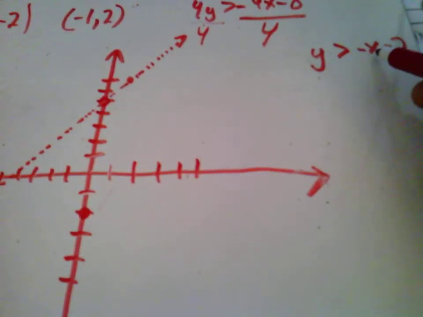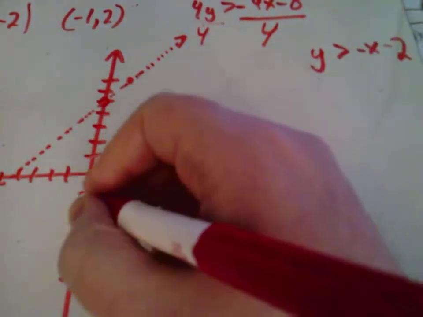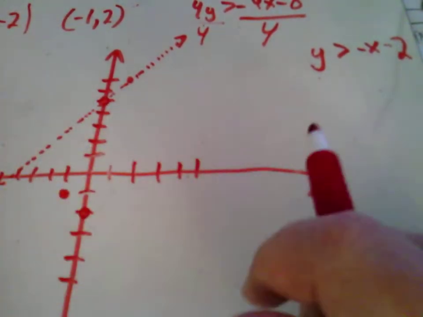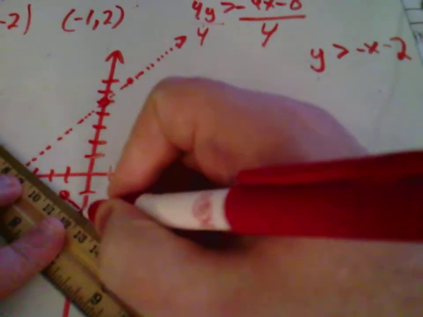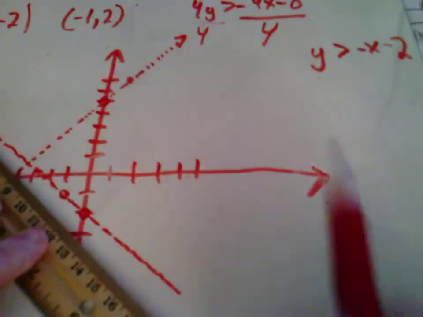We have a negative slope here. That means that our line is going to point this way. Rise over run of 1 over 1. 1, 1. Again, a dotted line. And there we have it.